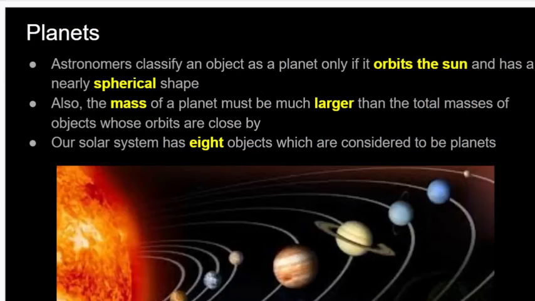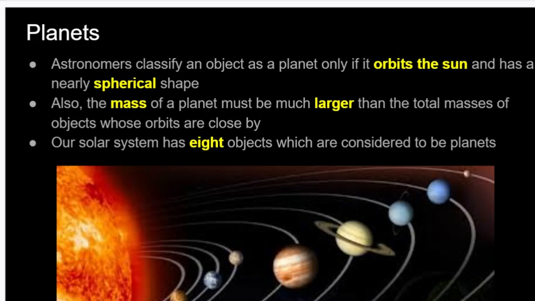So let's talk about planets now. A planet is any object that's going to orbit the sun and has a nearly spherical shape. A sphere is a ball. The mass of a planet has to be much larger than the total masses of objects whose orbits are nearby. I want you to keep that in your back pocket because this is going to come up when we talk about Pluto. So our solar system has 8 objects that basically fit these criteria.